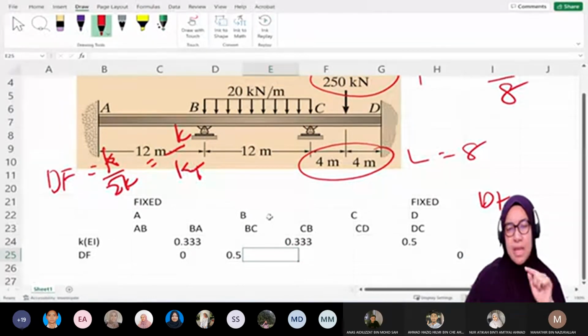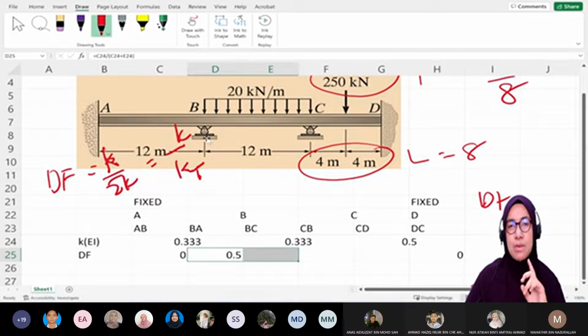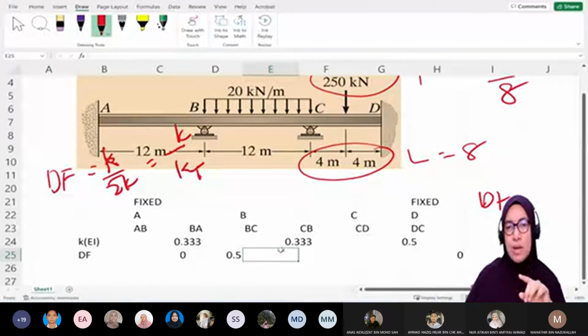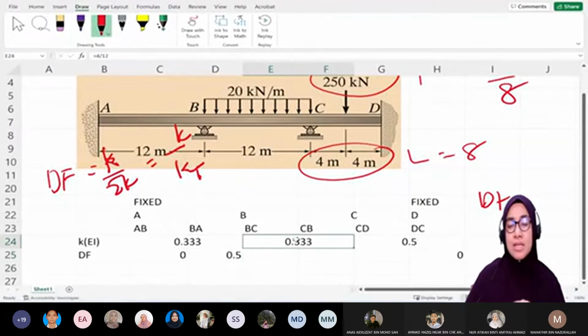So for BA and BC, total must be 1. B means BA plus BC. Total must be 1. So what is the value for this? Total of these two must be 1. So what is the value? Yang ni. 0.5. It is 1 minus 0.5. We get 0.5. Or kalau kita nak calculate using formula, again, yang ni 0.333 divide by total. Total 0.666, total dapat dari BA dengan BC. Okay, so we get 0.5 here.